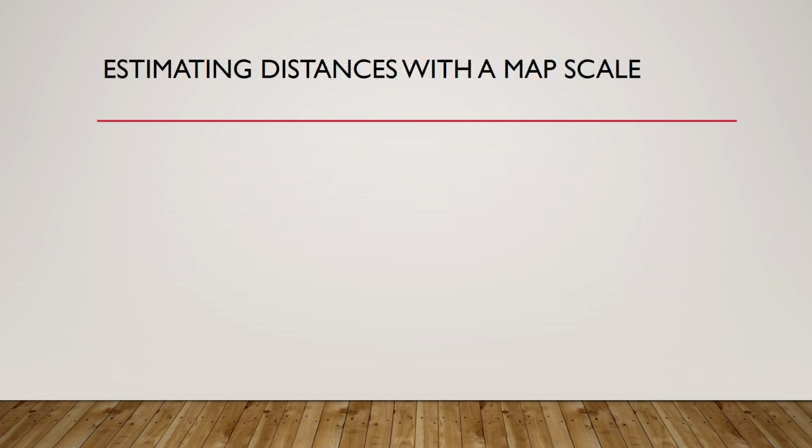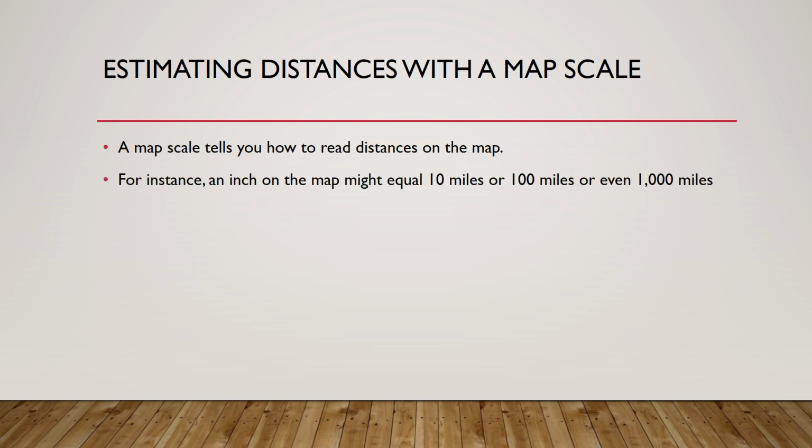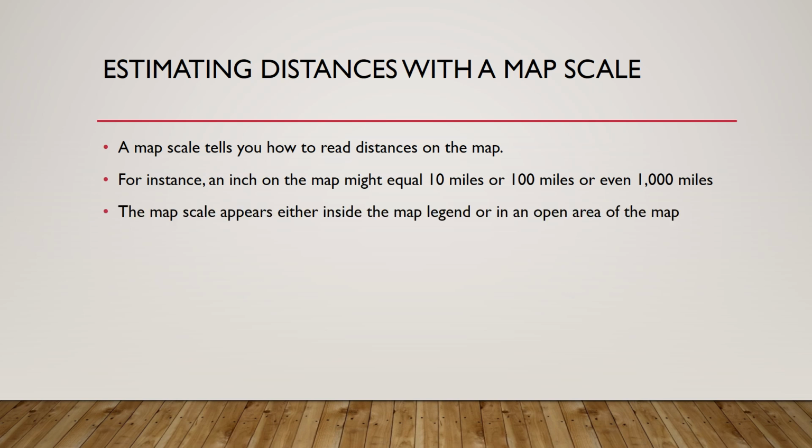So estimating distances with a map scale. A map scale tells you how to read distances on the map, as we discussed earlier. For instance, an inch on the map might equal 10 miles, or maybe even 100 miles, or it could even equal 1,000 miles, just depending on if we're using a large scale or a small scale map. The map scale appears either inside the map legend or in an open area of the map. So you'll have to look for it. First place you want to check is the map legend. The next place you want to check is a spot that doesn't have a lot of information present.